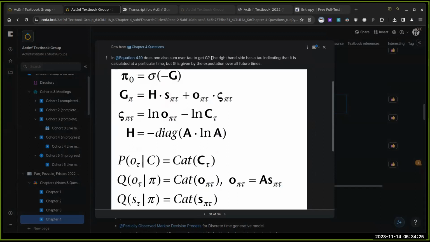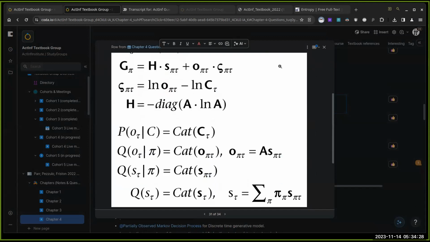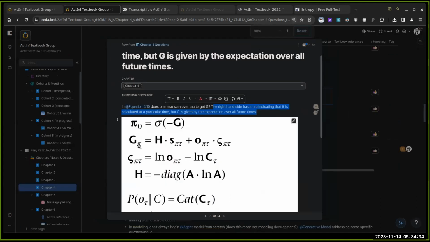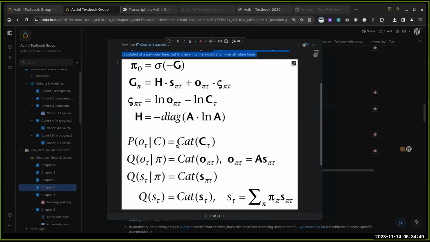I'm not really sure which right-hand side is being described here, because there are so many lines. The second line? Okay, G sub pi. What about it? This may relate to the difference between tau and t.